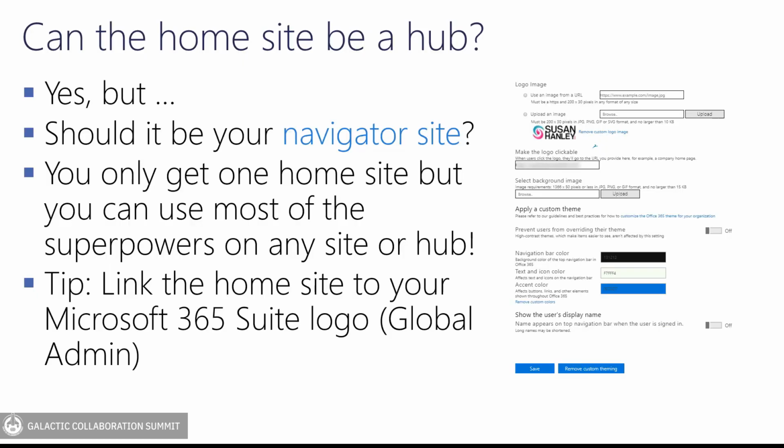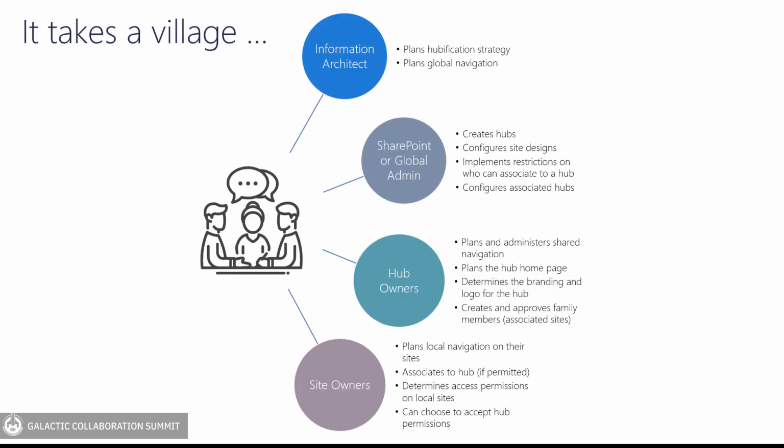So can your home site be a hub? Sure. But if you're going to have more than one hub, maybe your home site should really be your navigator site. In other words, the navigation on your home site, whether or not it is a hub, could be telling the story of your entire intranet. And so you may want to think about making the home site your navigator site, linking it to the Microsoft 365 suite logo so that no matter where you are in your tenant, you're only one click away from global navigation.